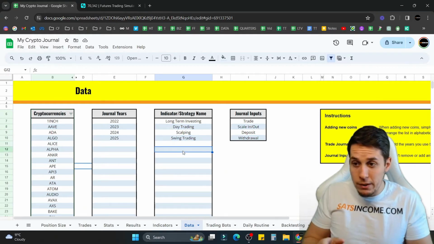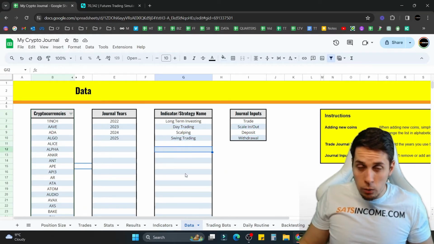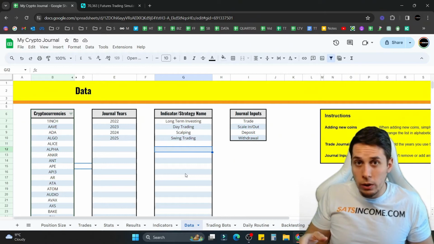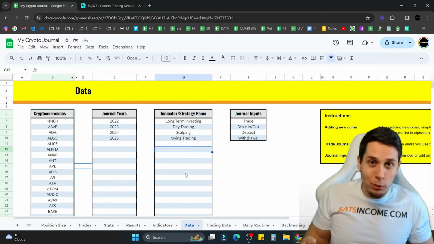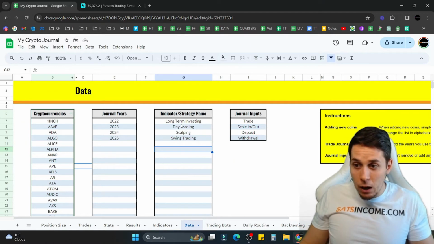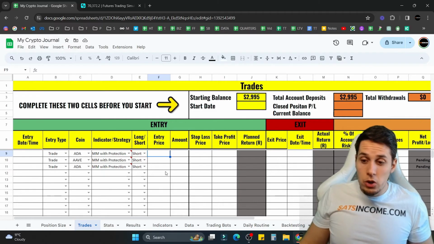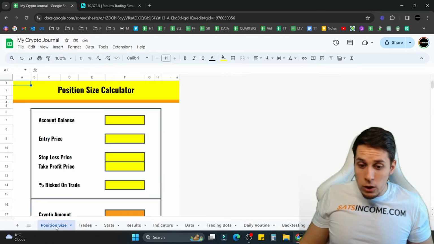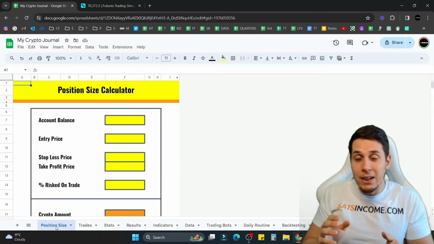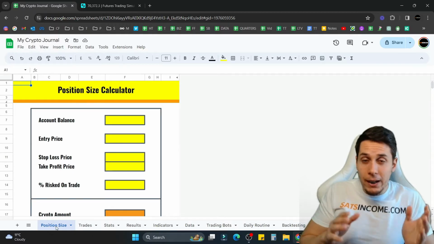The purpose here is basically to record everything that you are doing, to analyze it, to figure out what you are doing right, what you are doing wrong, and just do more of what you are doing right. That's the idea. Now, once you have all of your strategies here, you can start recording all of your trades. You can not only use this journal to record all of your trades, you can actually use it to apply strict risk management to your trading and investing in crypto.